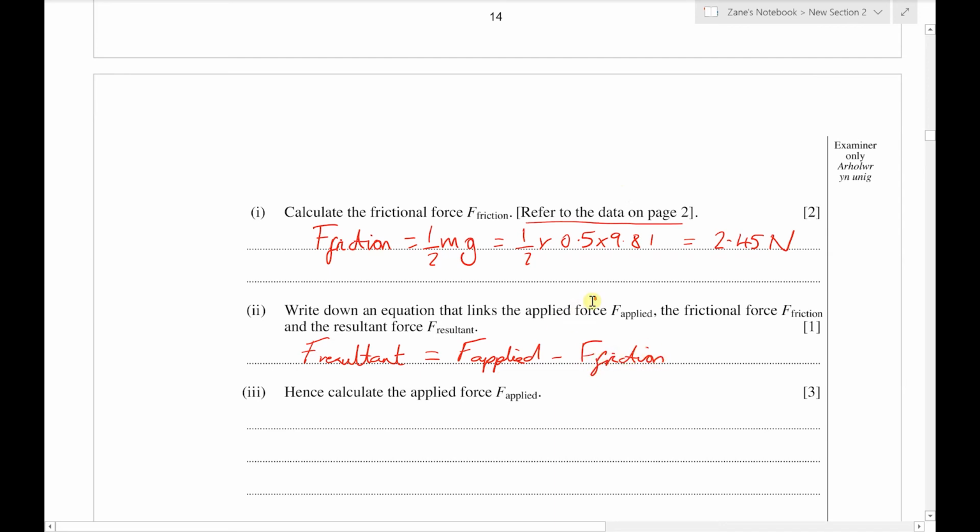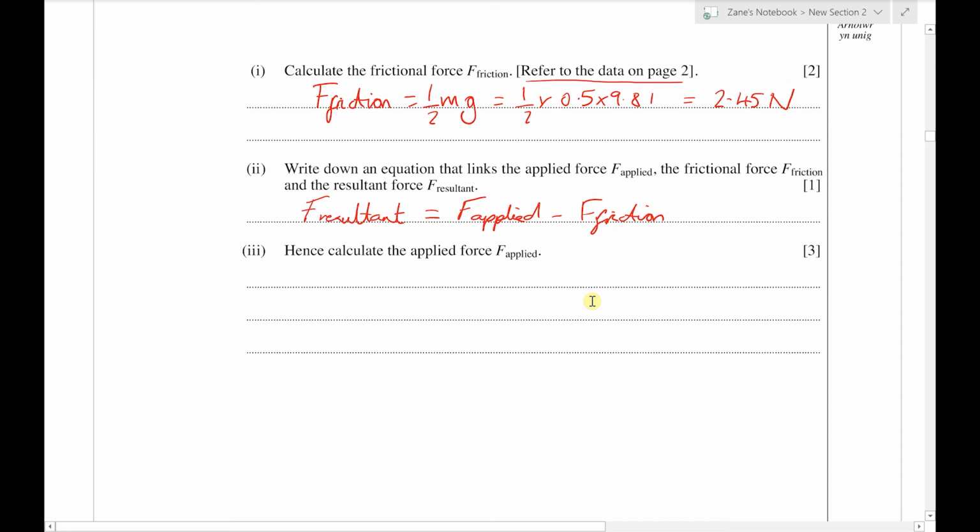For the last part of the question, we've got to calculate the size of that applied force. Well, if we rearrange that formula, we're going to get that F applied is F resultant plus F friction. From Newton's second law, the resultant force is the mass, which was 0.5 kilograms, times the acceleration, which was 4 meters per second squared. And we've already worked out that the frictional force is 2.45 newtons. Well, 0.5 times 4 is 2, and 2 plus 2.45 will give us an applied force of 4.45 newtons.